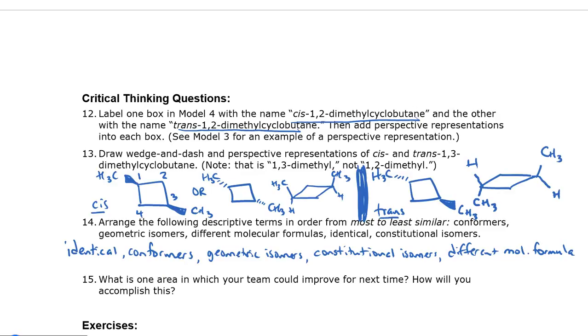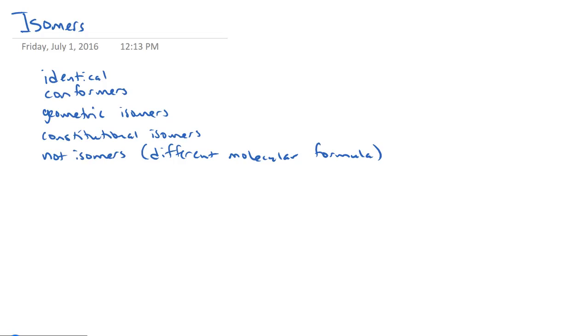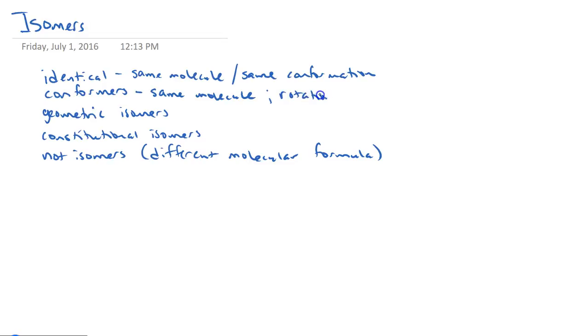So if I write these terms down and put them on a list, identical, right, would be the same molecule in the same conformation. Conformers are considered to be the same molecule, but they're in a different conformation, and that conformation is arrived at by rotation around single bonds. And you can go back and look at some examples in the previous chem activity of those.